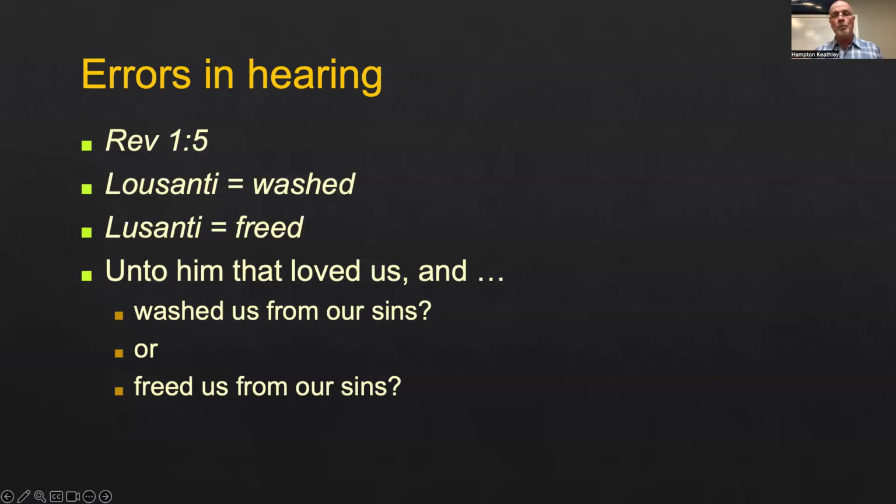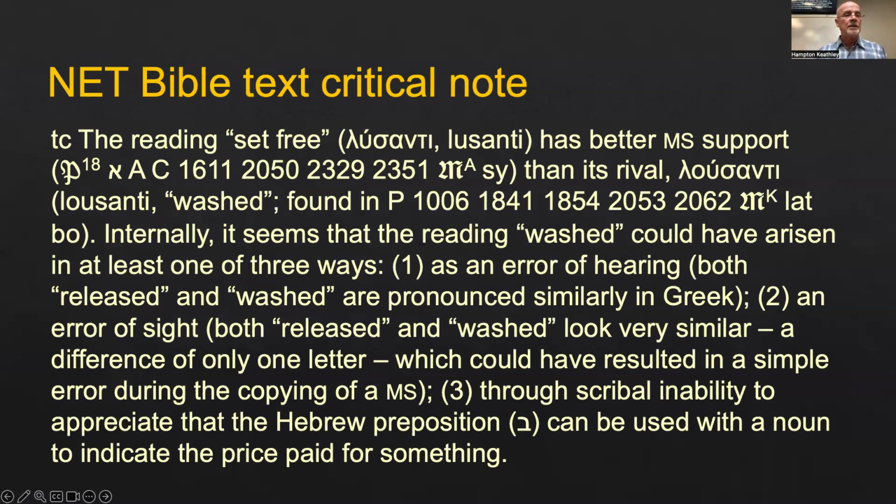So we have a long text critical note about that one. In the NET Bible, we have TNs, translator notes, SNs, study notes, and TC, text critical notes. So it says the reading "set free," lusanti, has better manuscript support. That's what the MS stands for. And there's Papyrus 18. We can now read this, right? Sinaiticus, that's the Aleph. A is Alexandrinus. C, Ephraemi, that's the one that was washed over. That's so hard to read. Those are majuscules, uncials, capitals. And then we have the minuscules, the numbers: 1611, 2050, 2329, 2351.